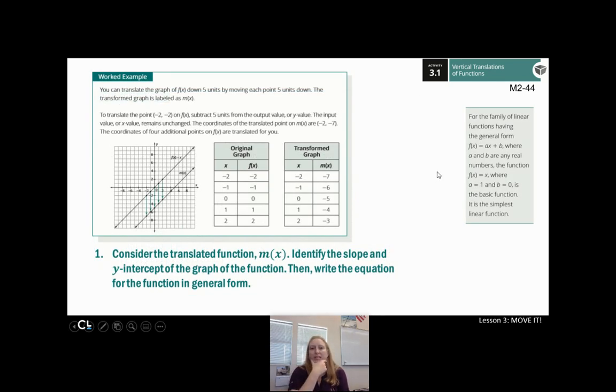So with this in mind, I would like you to take a look at our m of x, our translated function. You can look at the line on the graph. You can also look at your table. And I would like you to do 3 things. First, identify the slope of m of x, our new function. Then identify the y-intercept of our new function m of x. The graph will be helpful for that. And then I want you to write the equation of the function in general form for m of x. Go ahead and hit pause, see what you can do with this, and then hit play when you're ready to check your work.